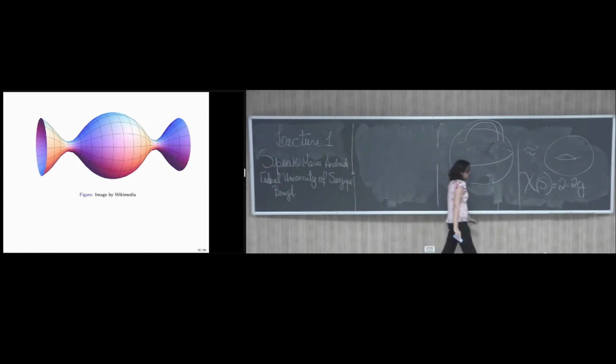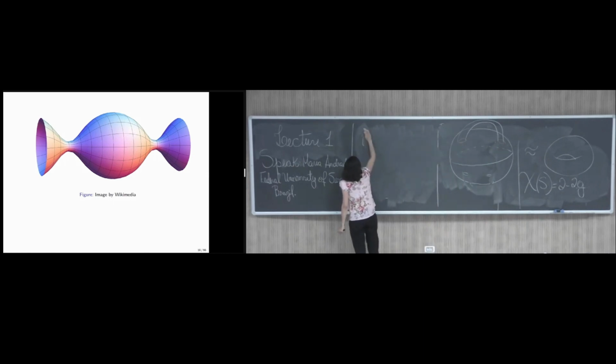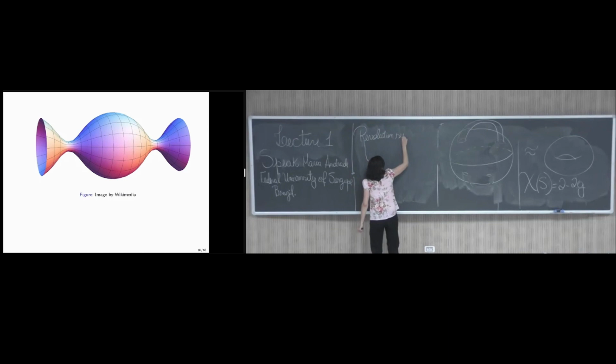For example, imagine you have here a surface of revolution. Imagine you have here a curve, and you can do a revolution here. You have a surface of revolution. For example, this is an example of a surface of revolution.